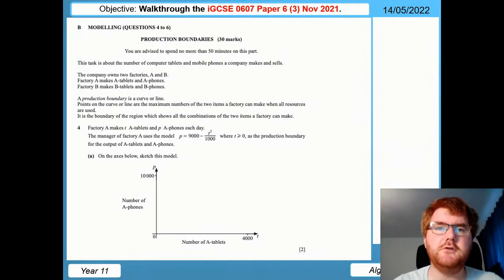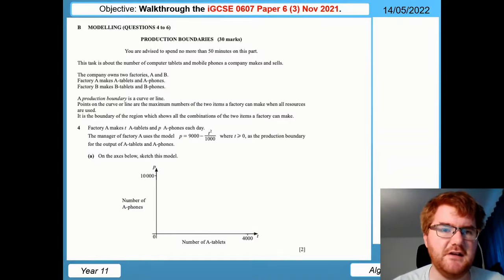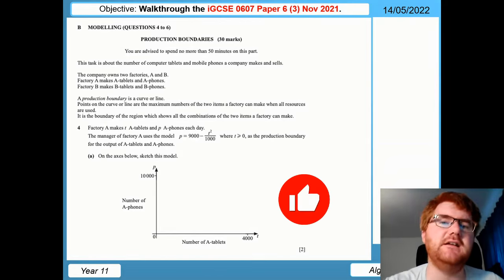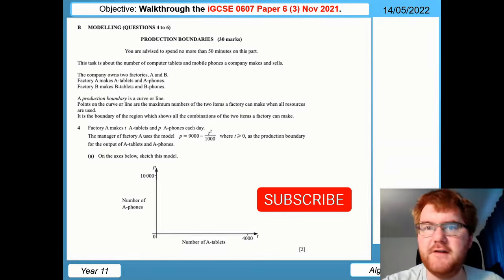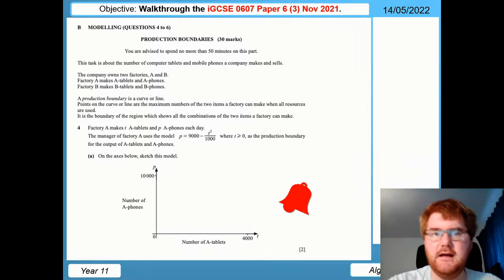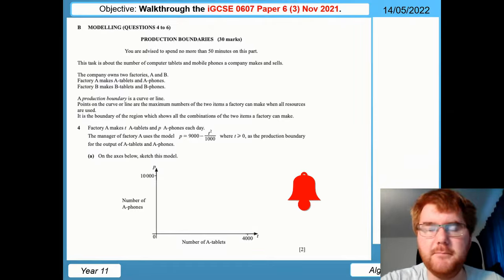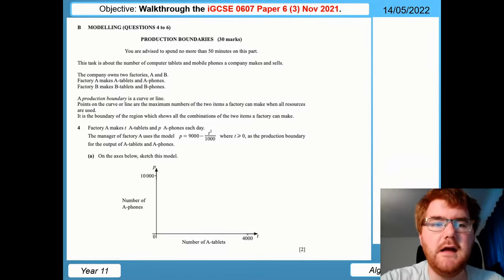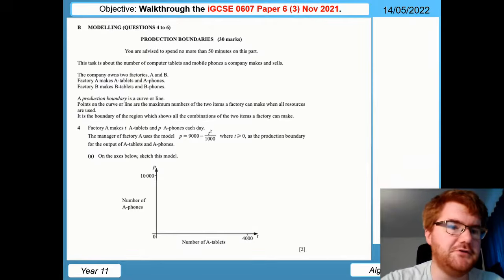Okay, so we're going to talk about production boundaries. So this is the second part of this paper, and it's all about the number of computer tablets and mobile phones that this particular company can sell. It has two factories, so we'll talk about factory A here, and then in the part 5 and 6 we're going to talk about the B tablets and B phones and how we produce those.